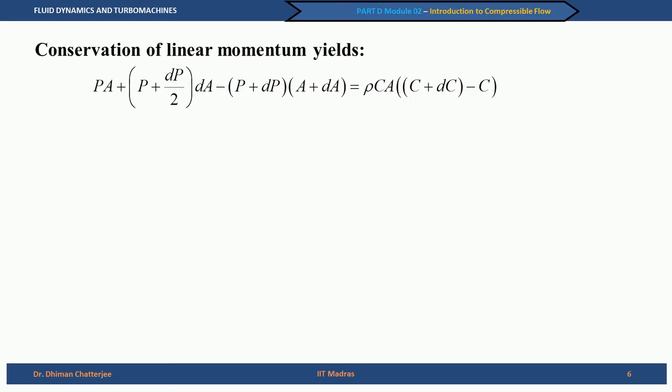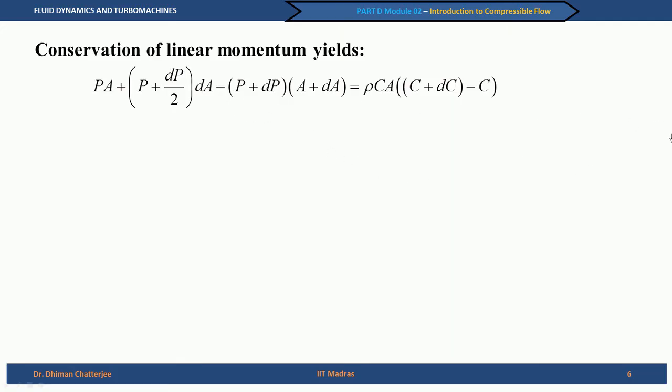So, the mass conservation for an isentropic flow through a channel of varying area gives me dC by C plus dA by A plus d rho by rho equal to 0. The conservation of linear momentum then will yield that PA plus P plus dP by 2 multiplied by dA. Please note that PA acts on the left surface, so it is acting in the direction of positive x, and so is P plus dP by 2 times dA. Whereas P plus dP, which is acting on the right face, is acting in the negative direction of x, and hence this sign comes as minus.